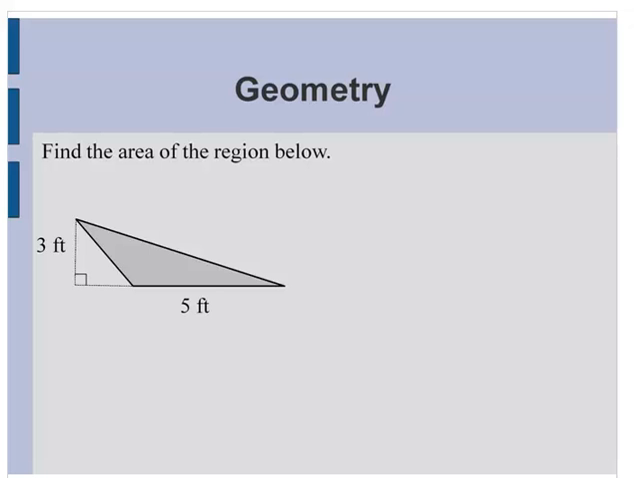Here we are asked to find the area again. We are given a rectangle, I'm sorry, a triangle. The area of a triangle is known to be 1/2 of its base times its height. The height is always at a right angle to the base. So here we have 5 feet. We can take this to be the base, and the height is this measure, 3 feet.